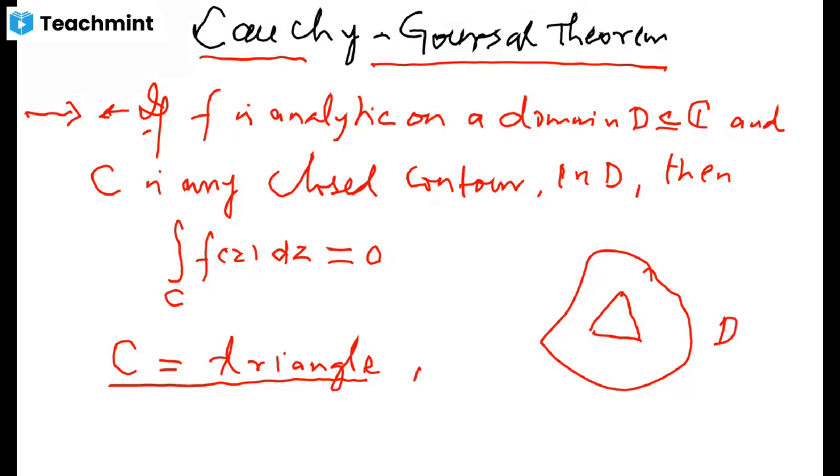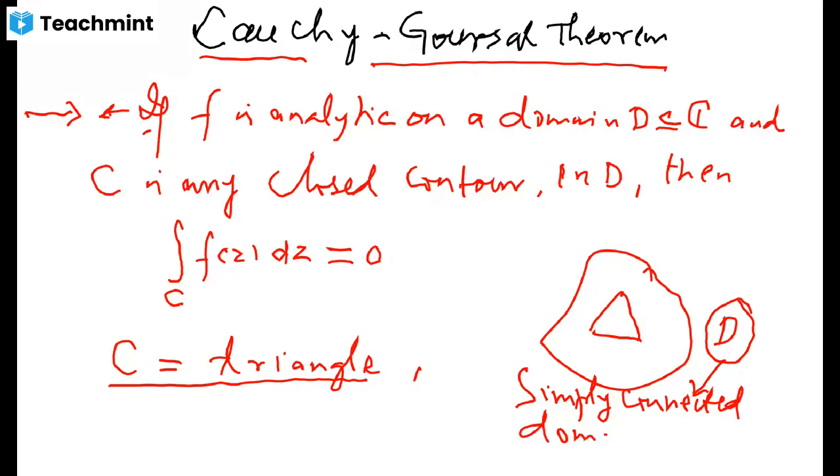And second, after triangles, we will prove this type of theorem when D is a more special type of domain, when D is a simply connected domain. And then we will be able to establish this fact that for an arbitrary domain and any closed contour inside it, the integral of an analytic function is 0. So we begin with this Goursat theorem.